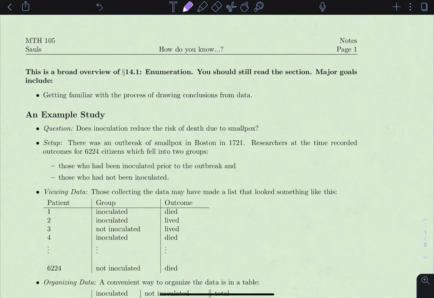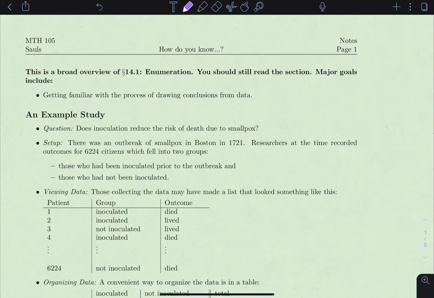So, the research always starts with a question. And in this case, our question is going to be, does inoculation reduce the risk of death due to smallpox? And we'll critique the question itself at the end of the video here. But let's just give ourselves the setup here.